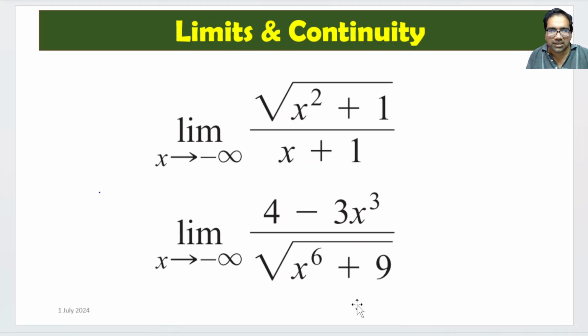Here we have limits as x tends to minus infinity, and in both cases it is x tends to minus infinity. In the first case we have a square root in the numerator. In this case, there is a square root in the denominator. So x is tending to negative infinity, and we have a square root with an even power. Okay, let's see what to do here.